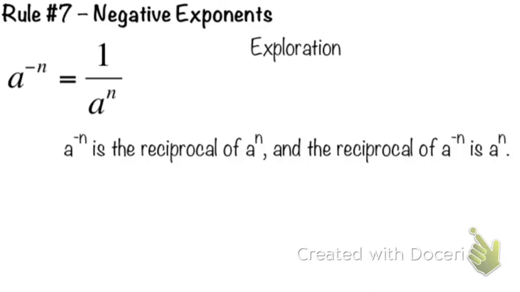All right, let's look at number 7, our last rule for the day. Negative exponents. Then we have some examples.